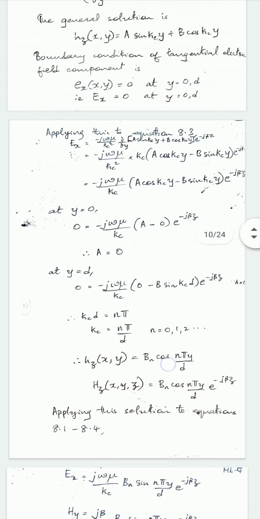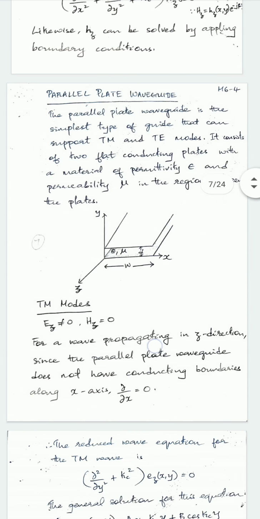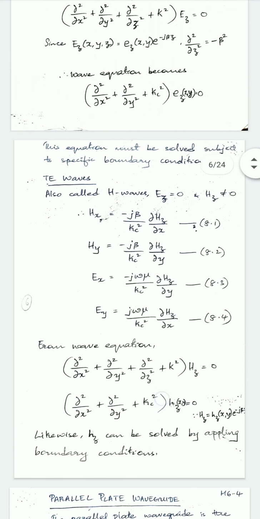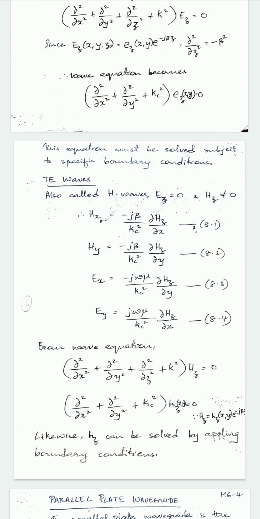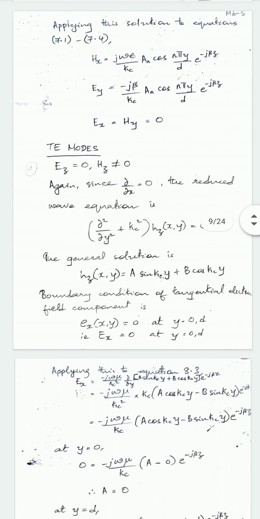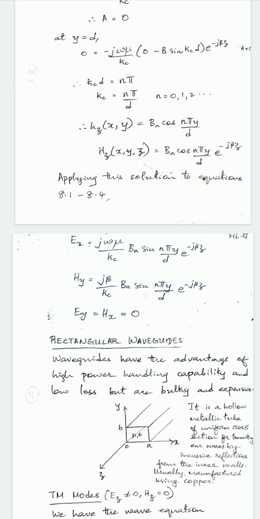So we can find the remaining components by applying this relation to equations 8.1 to 8.4. This equation we already derived for the Hx, Hy, Ex and Ey components. Then you differentiate Hz with respect to x and y, and replace respectively. You will get Hx, Hy and Ex. So Ex is j omega mu by kc Bn sin(n pi y by d) e raised to minus j beta z. Hy is j beta by kc Bn sin(n pi y by d) e raised to minus j beta z. Ey and Hx are equal to 0. So these are the TM and TE modes of the parallel plate waveguide.